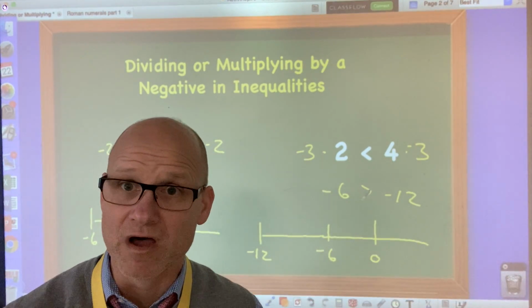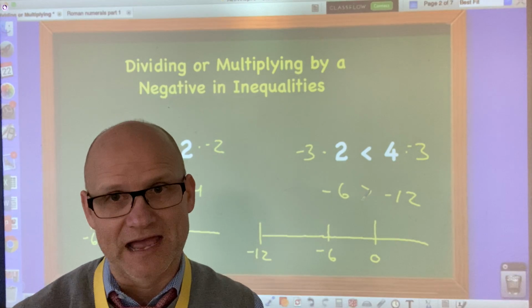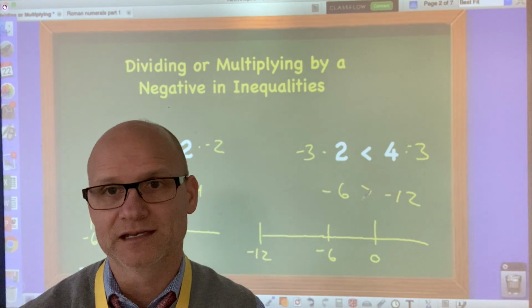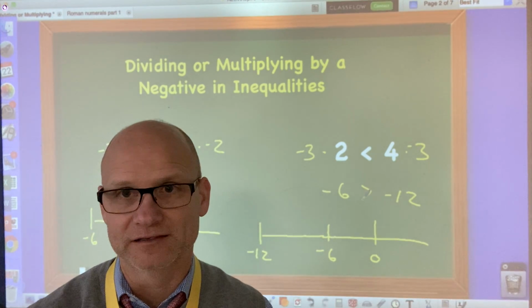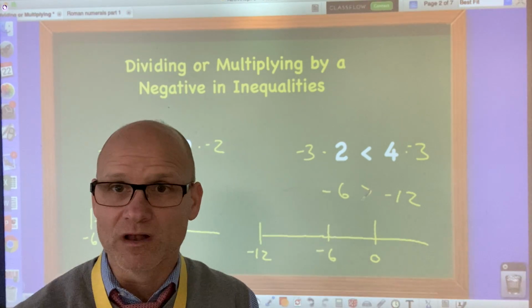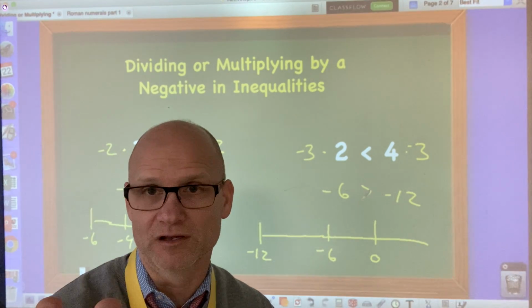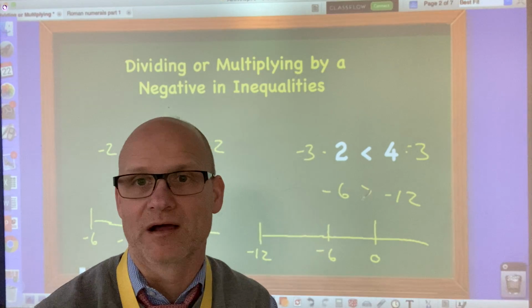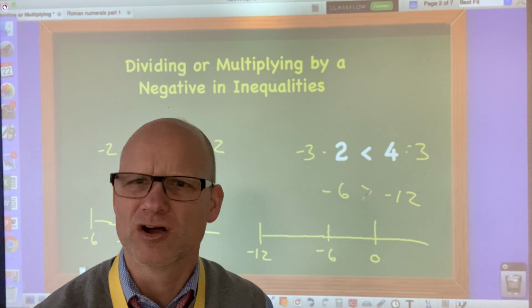So that's the why. Whenever you are dividing or multiplying by a negative in an inequality, you have to flip the inequality at the end of the problem to solve it correctly. I hope this makes sense.